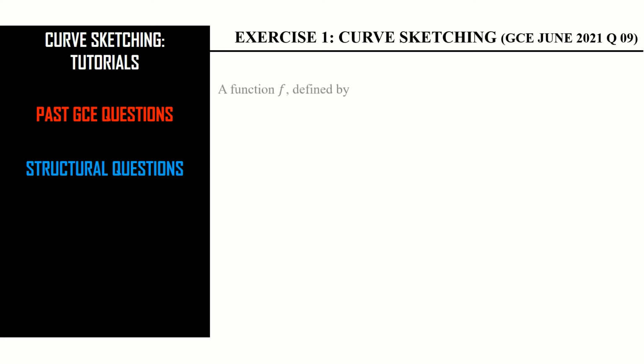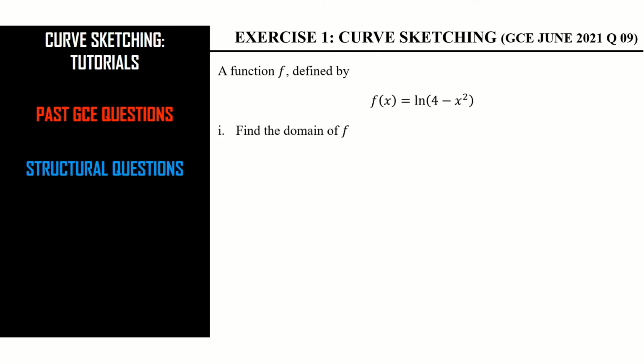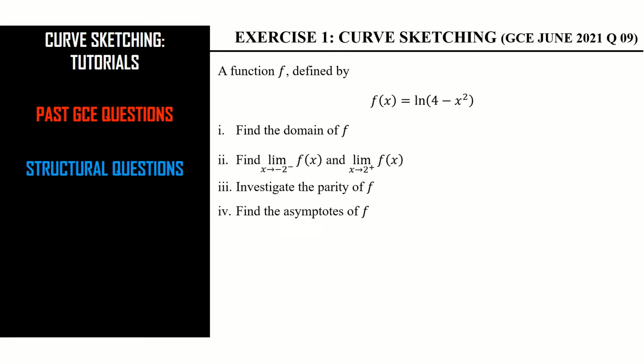So the question reads, a function f defined by f of x equals the ln of 4 minus x squared. Roman 1, find the domain of f. Roman 2, find the limit as x tends to negative 2 from below of f and the limit as x tends to 2 from above of f. Roman 3, investigate the parity of f. Roman 4, find the asymptotes of f.